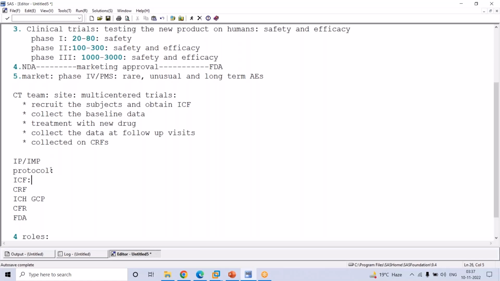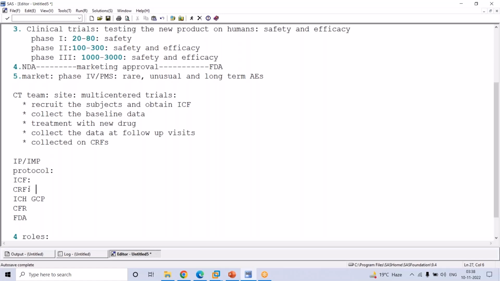ICF, informed consent form. This is the form by which we give information to the subject. Site people will give information to the subject, and the subject will decide based on that information whether or not to participate. If they are willing to participate, they'll sign the informed consent form. So information will be given to the subject, and we'll take the consent from the subject.